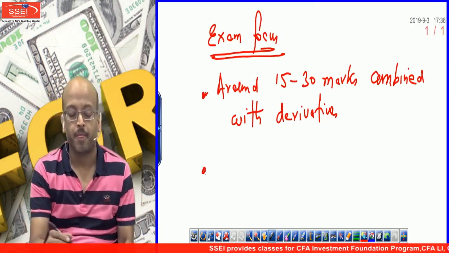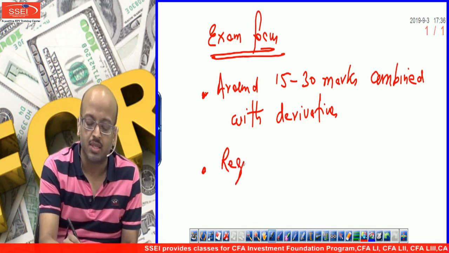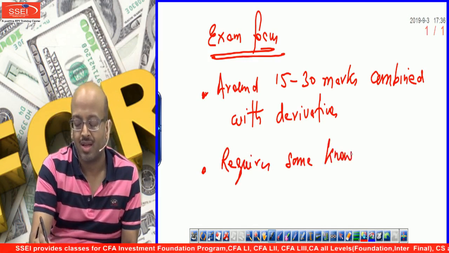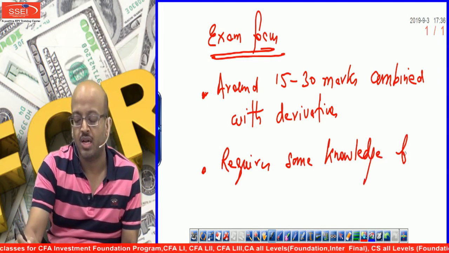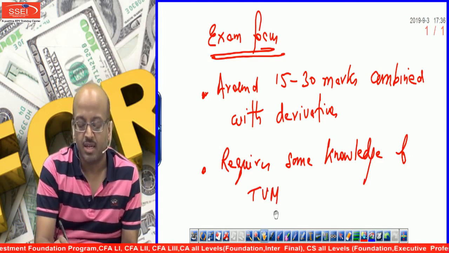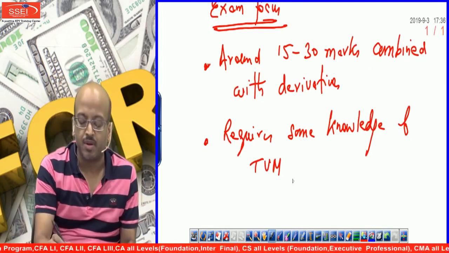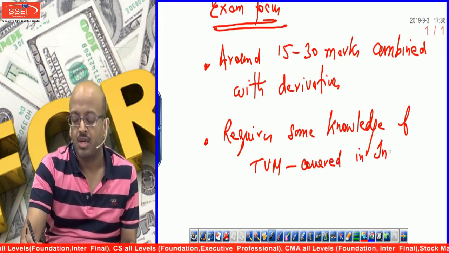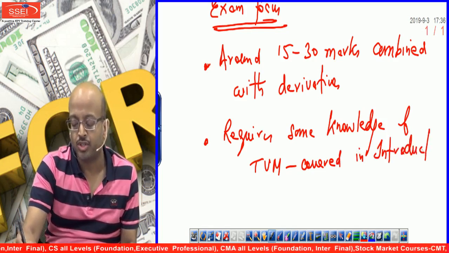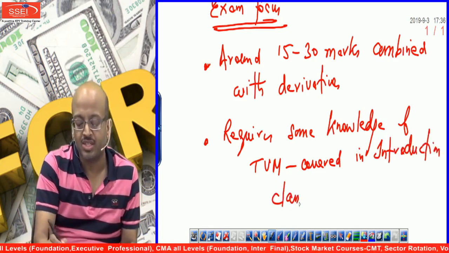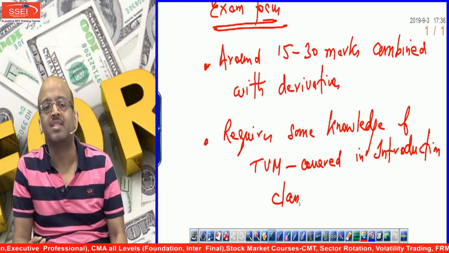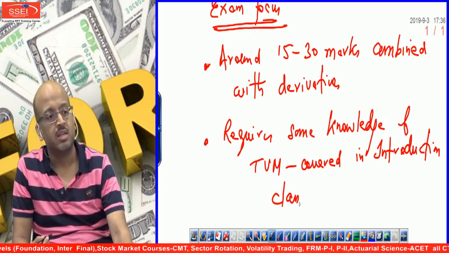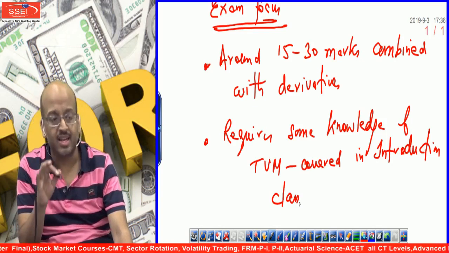Second bullet: requires some knowledge of TVM, time value of money, covered in introduction class. So last time, you remember we had done 1 plus RT, 1 plus R power T, E power RT, and then the calculator stuff. All that is required in Forex.